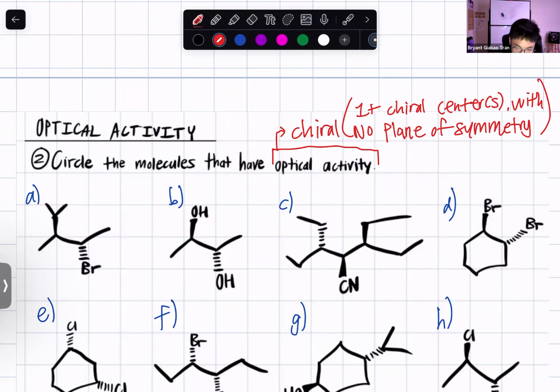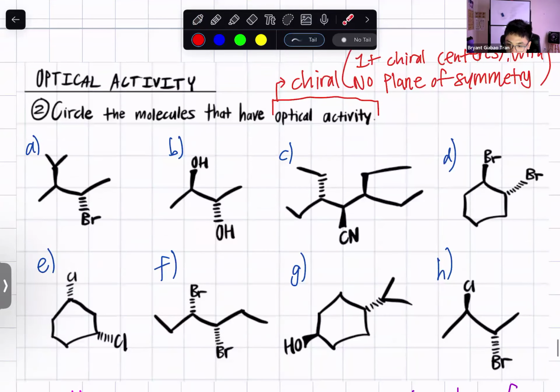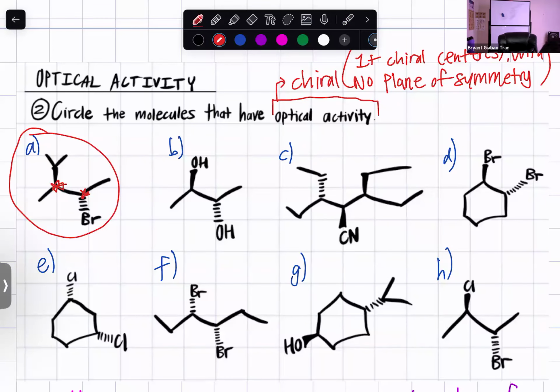Now, let's look at A. Is A chiral or achiral? Chiral, right? Because there are two chiral centers and no plane of symmetry. So let's circle that. What about B? Is B chiral or achiral?